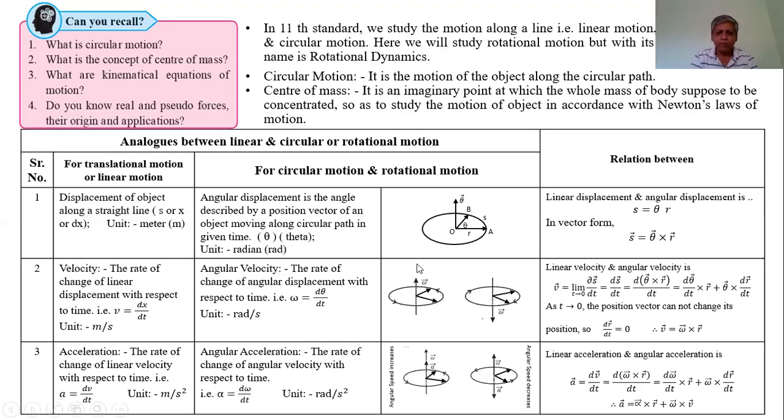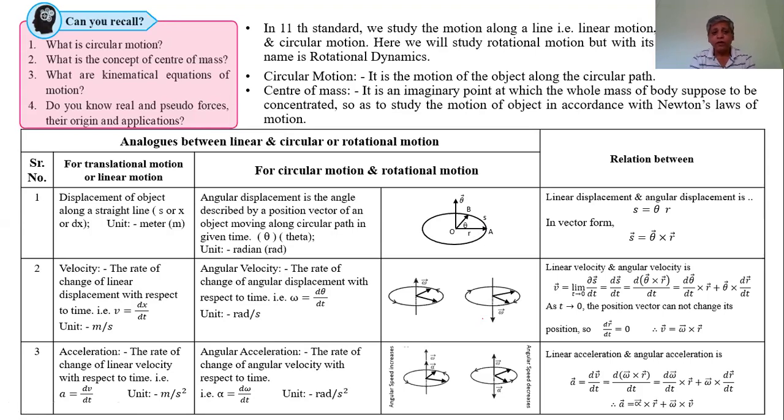Angular displacement: when the particle goes from point A to point B in circular motion like this, along the anticlockwise sense, in a certain time, its position vector displaces through some angle, theta. Here given theta. That is the angular displacement. When the particle displaces along a straight line, I draw an arrow from one point to another point along the line. That is called the linear displacement. So angular displacement is analogous with the linear displacement.